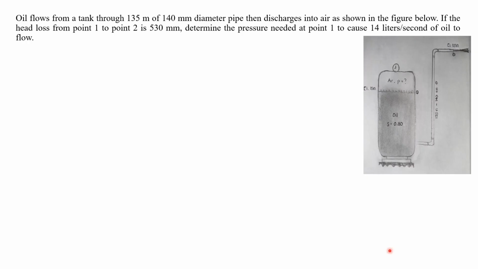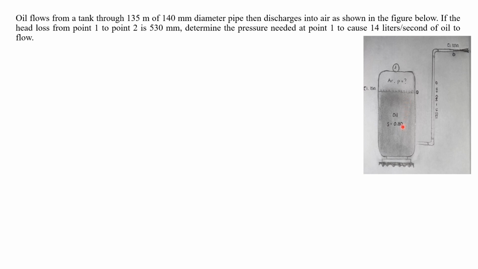Everyone. Today we will discuss a sample problem from Fluid Mechanics and Hydraulics, Chapter 5, Fundamentals of Fluid Flow. Oil flows from a tank through 135 meters of 140 millimeter diameter pipe, then discharges into air as shown in the figure below. If the head loss from point 1 to point 2 is 530 millimeters, determine the pressure needed at point 1 to cause 14 liters per second of oil to flow.